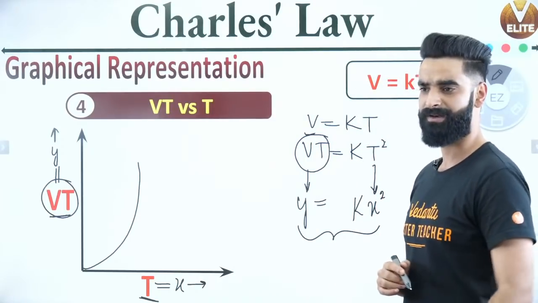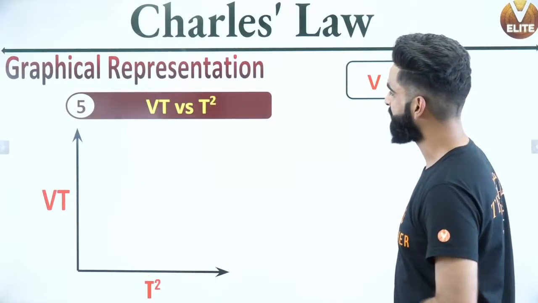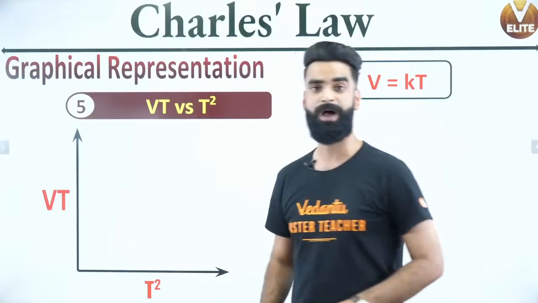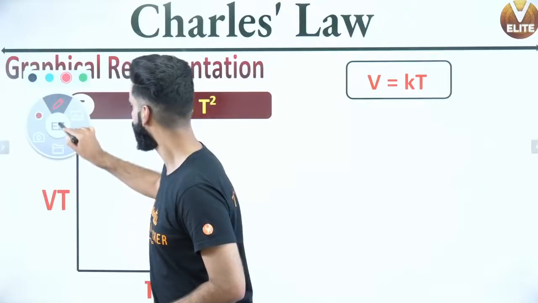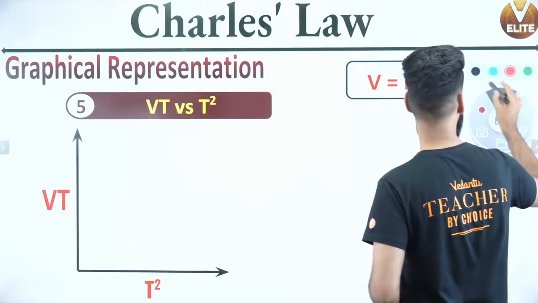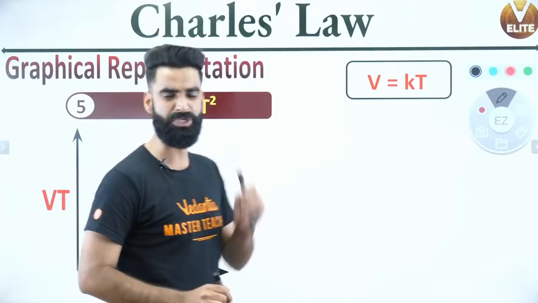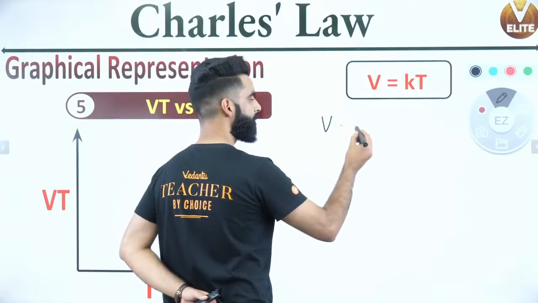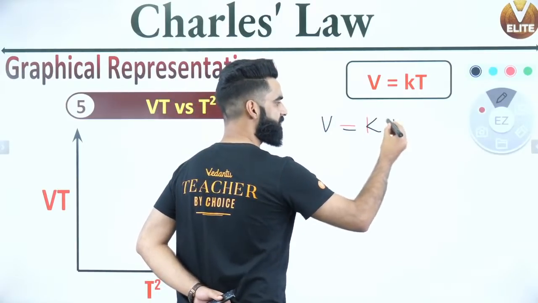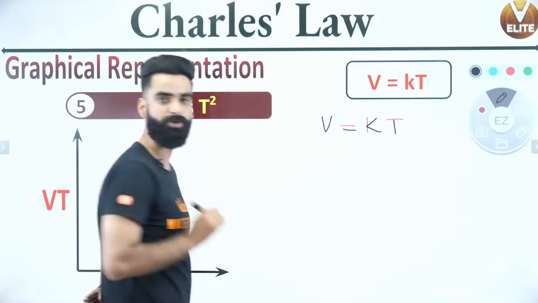Wonderful. So let's move on to one more curve. About the same, that is Vt versus t square. What do you think will be the nature of the curve for Vt versus t square? Again, I'm going to use the basic equation. What is my basic equation? That is V is equal to kt. This is my basic equation, right? V is equal to kt.